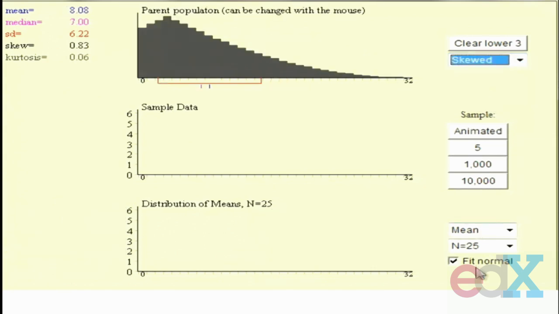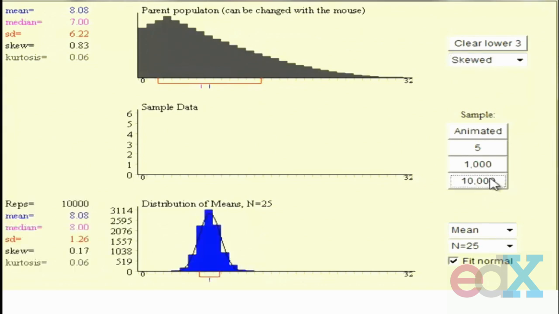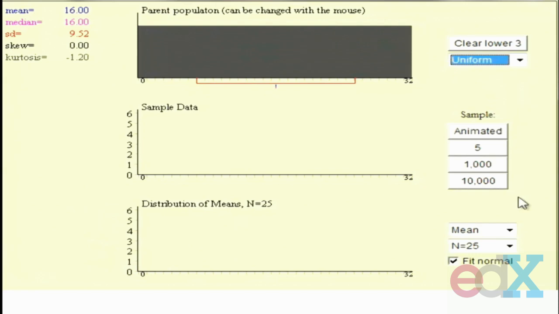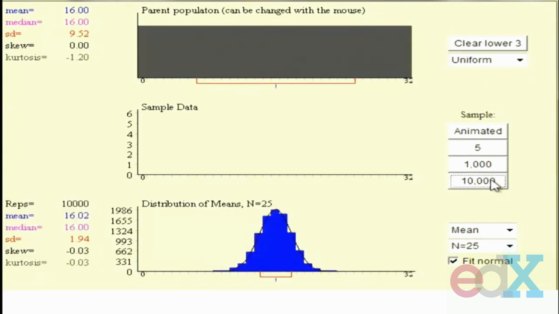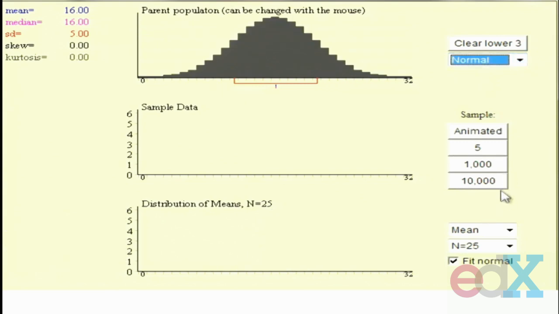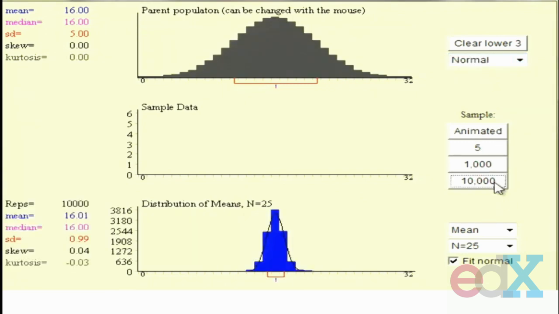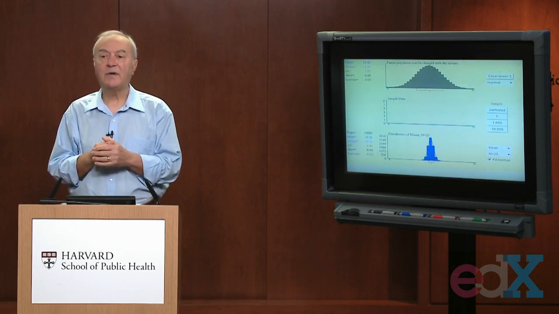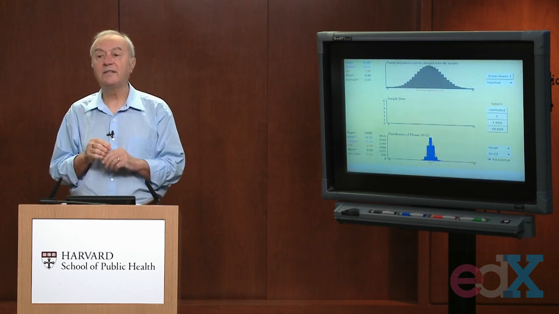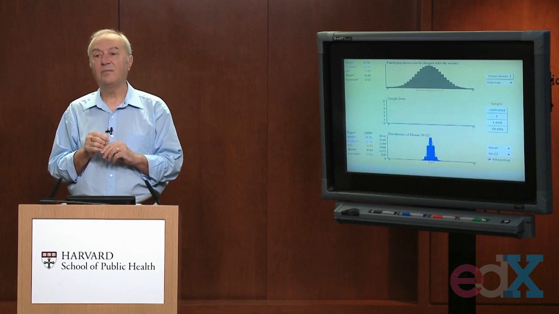Let's go up and let's look for a skewed distribution. Let's jump to 10,000. We'll see that the shape is pretty much the same. You can do the calculations on the mean and standard deviation. If we have a uniform, pretty much the same thing happens. The shape is close to normal. And if we have the normal distribution, once again, the shape is pretty much normal. That's the magic of this. We always get this normal distribution when we look at the distribution of the sample means from whatever population we get. If the sample size is big enough, here we took 25, we're always going to get this normal distribution at the bottom.